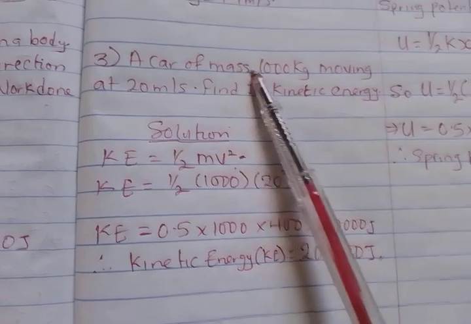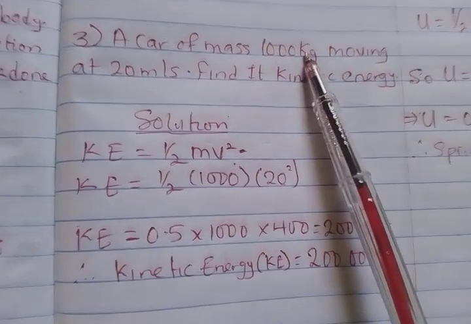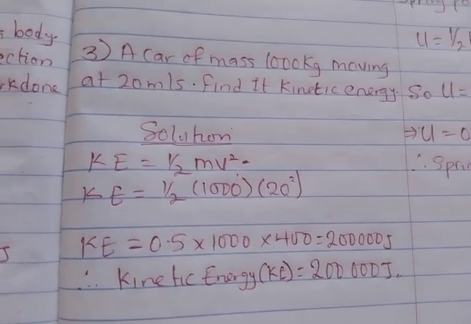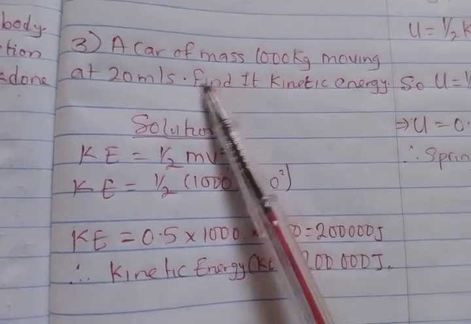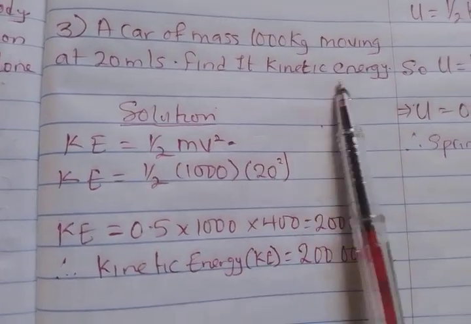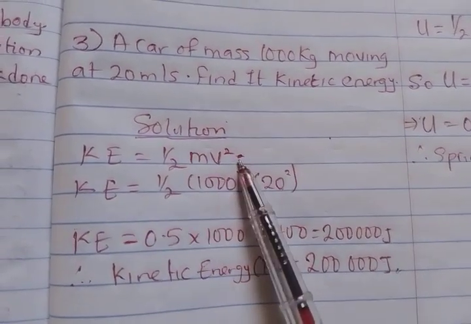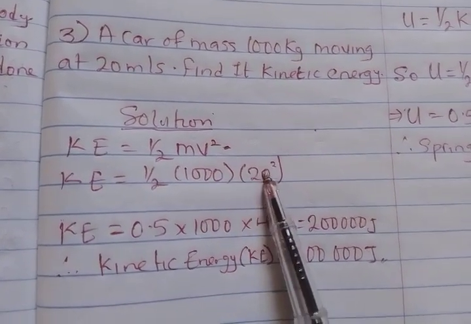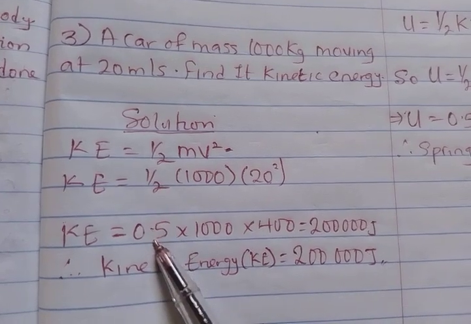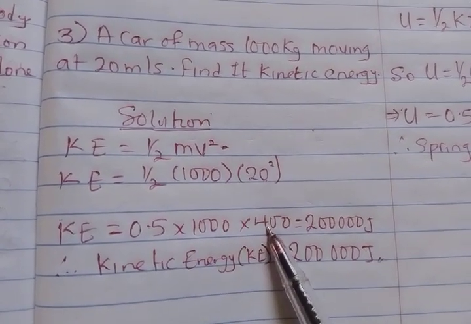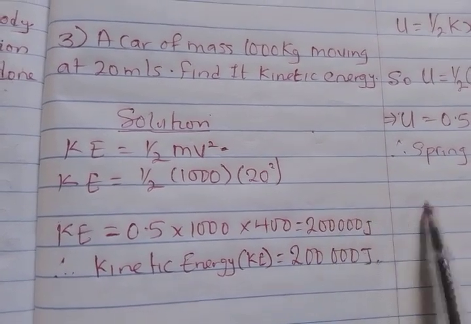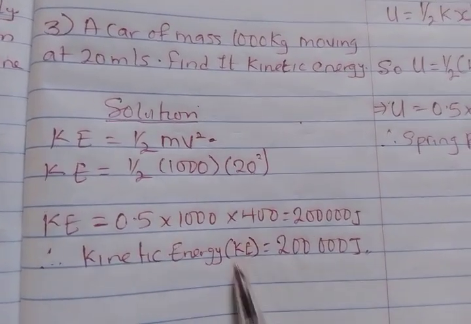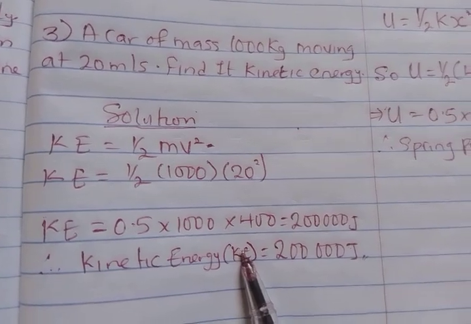Now to the third question. We have a car of mass 1000 kg moving at 20 meters per second. Find its kinetic energy. The formula for kinetic energy is 1/2 mv square. That will be 1/2 times 1000, which is the mass, times the velocity, 20 squared, which is 400. We have the answer to be 200,000 joule. Therefore the kinetic energy of that car is 200,000 joule.